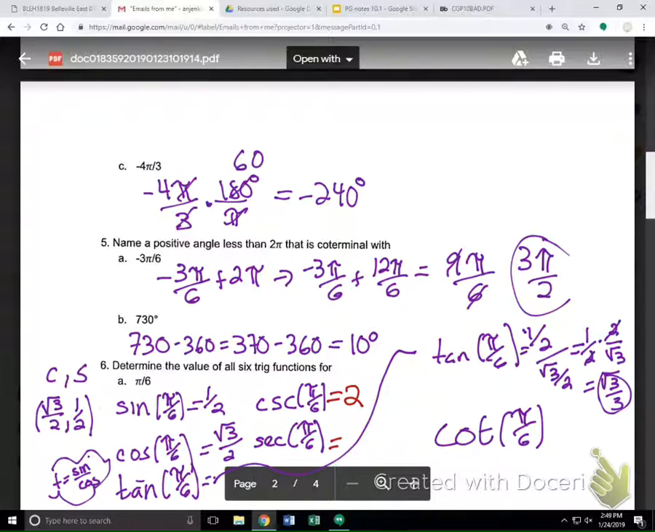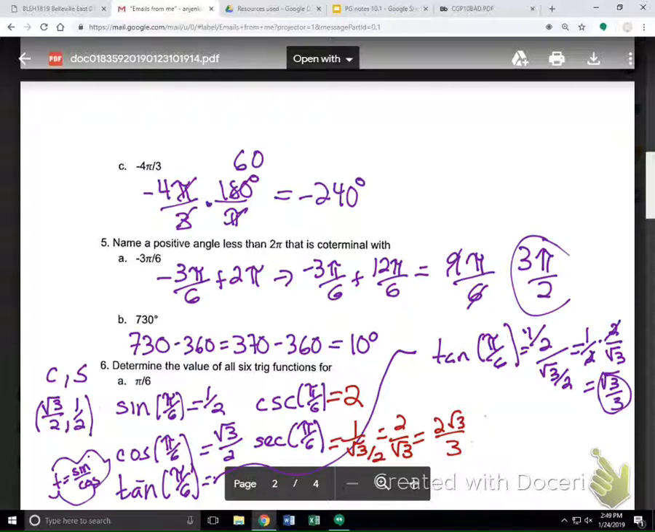Here, secant is the reciprocal of cosine, which is going to be 1 over cosine. So we end up with 1 over square root of 3 over 2, which is going to be 2 over square root of 3. We rationalize. What do we get? 2 root 3 over 3. Good job, Corbin. 2 root 3 over 3.